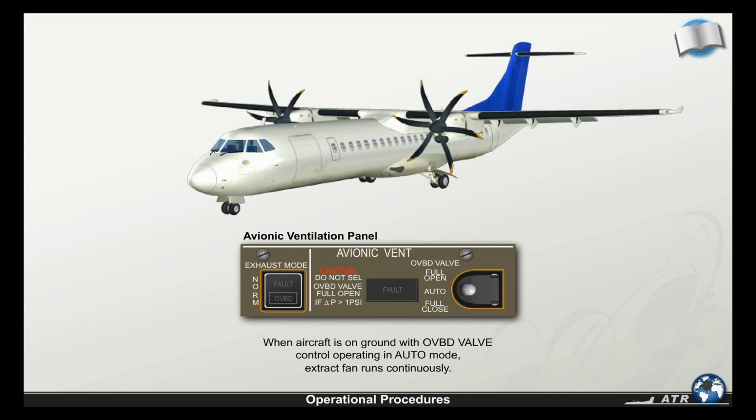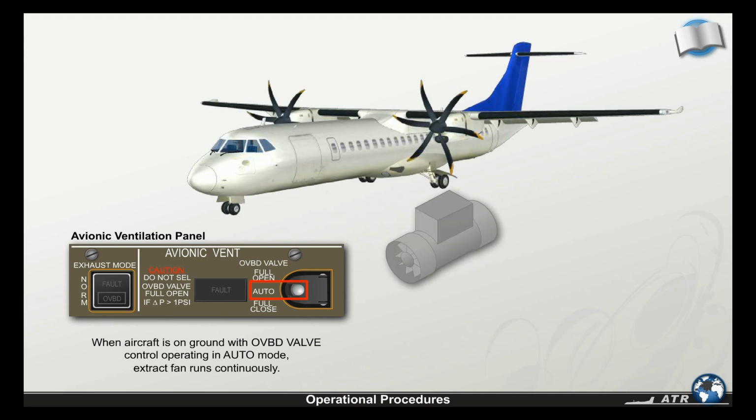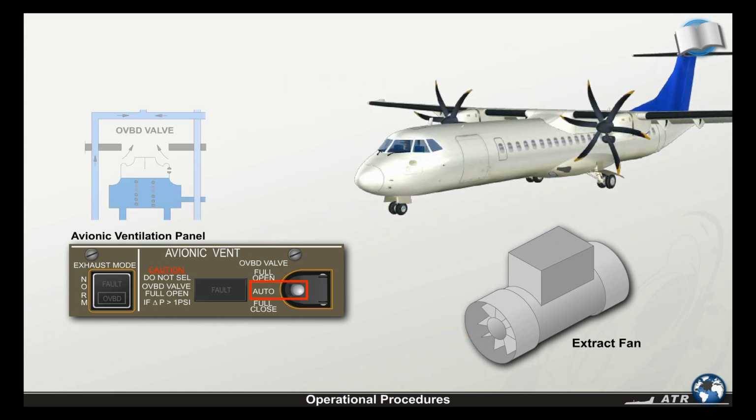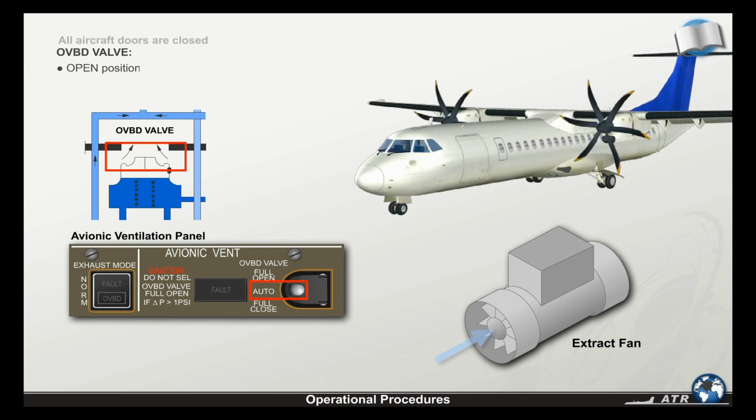When the aircraft is on ground with the overboard valve control operating in the automatic mode, the extract fan runs continuously. And as long as the engine 1 is not running, the overboard valve stays open. When all aircraft doors are closed, the extract fan suction will create a noticeable change in the cabin pressure.